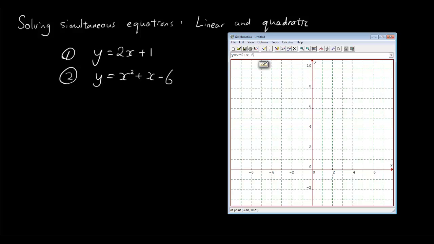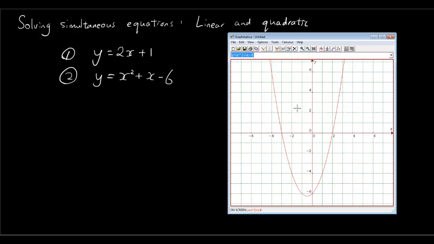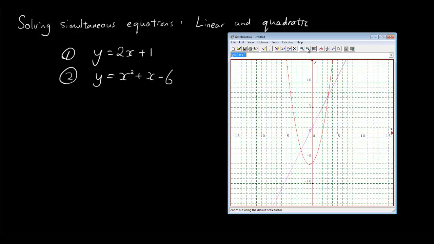So the first one I'm going to graph is y equals x squared plus x minus 6. So I've typed that in already, press enter, and that is my parabola. The second equation I'm going to type in is y equals 2x plus 1, and there's my straight line. And if I zoom out a little bit, you can see where they intersect. And what we're going to do now is try to find these 2 points algebraically.